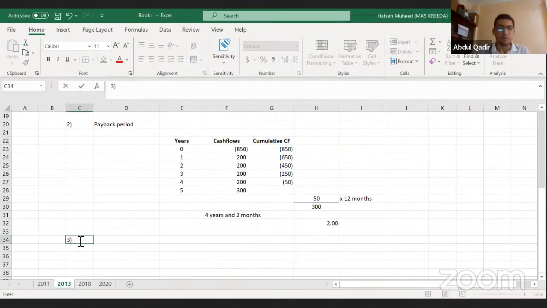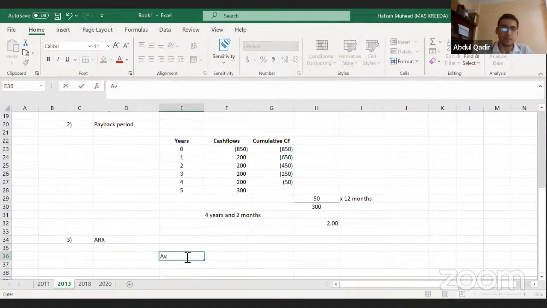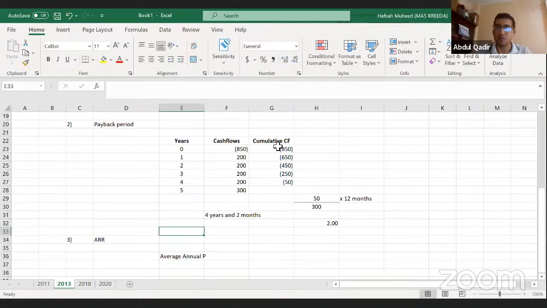So part number 3 says calculate ARR basically. So you need to calculate ARR, right? Accounting rate of return, right? So how do you calculate this? What is the formula, right? ARR equals average annual profit, right? One second, I think there's a question.